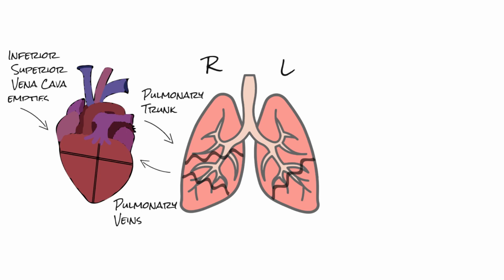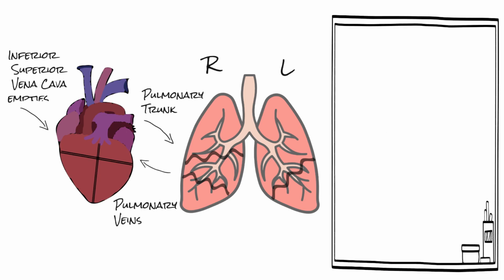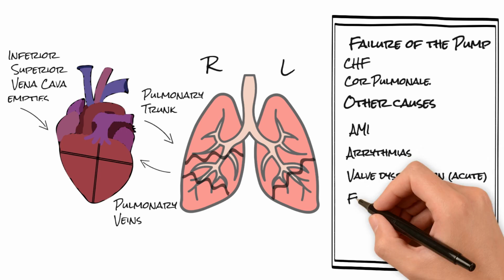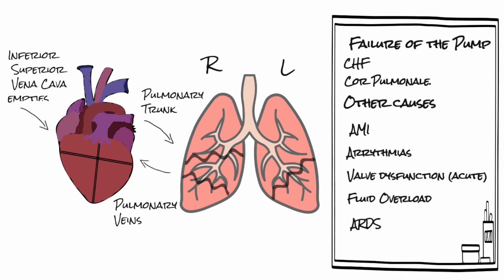APO can be caused by a number of conditions. The first one can be failure of the pump, for example, congestive heart failure, and this is due to failure of the left side of the heart. When right-sided heart failure occurs due to left-sided heart failure and subsequent pulmonary congestion, it's called cor pulmonale. Other causes can be arrhythmias, valve dysfunction, fluid overload, and altitude sickness.